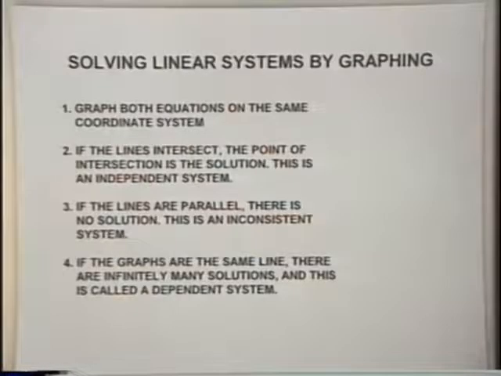If the lines are parallel, there is no solution. This would be an inconsistent system. Finally, if the graphs are the same line, there are infinitely many solutions, and this is called a dependent system.